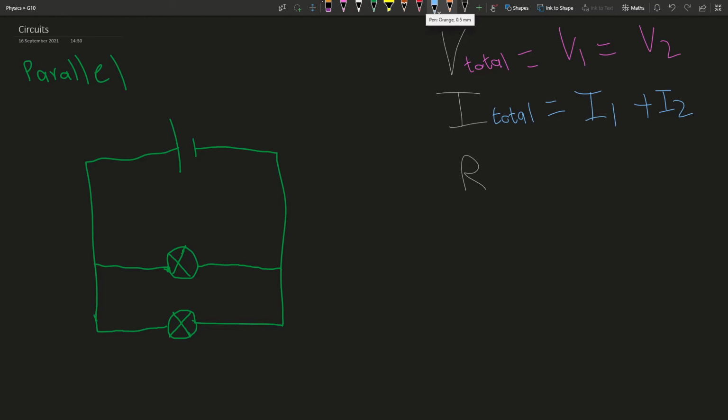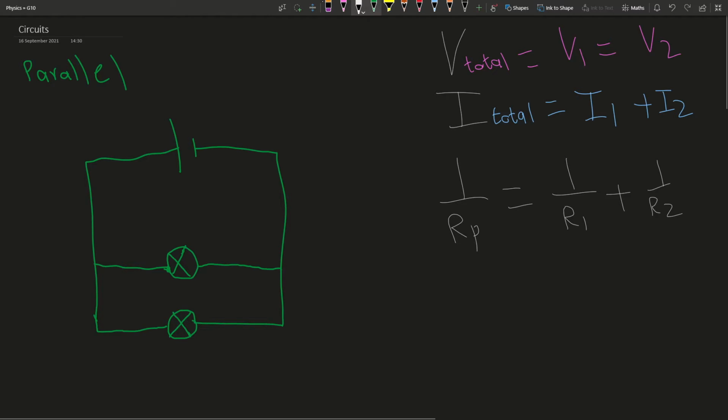The final thing is resistance, and to calculate your resistance, the formula that you need to know is 1 over your parallel resistance is equal to 1 over R1 plus 1 over R2. This is how resistance is calculated. So your steps are, let's say the resistance over here is 5 and let's say the resistance over here is also 5.